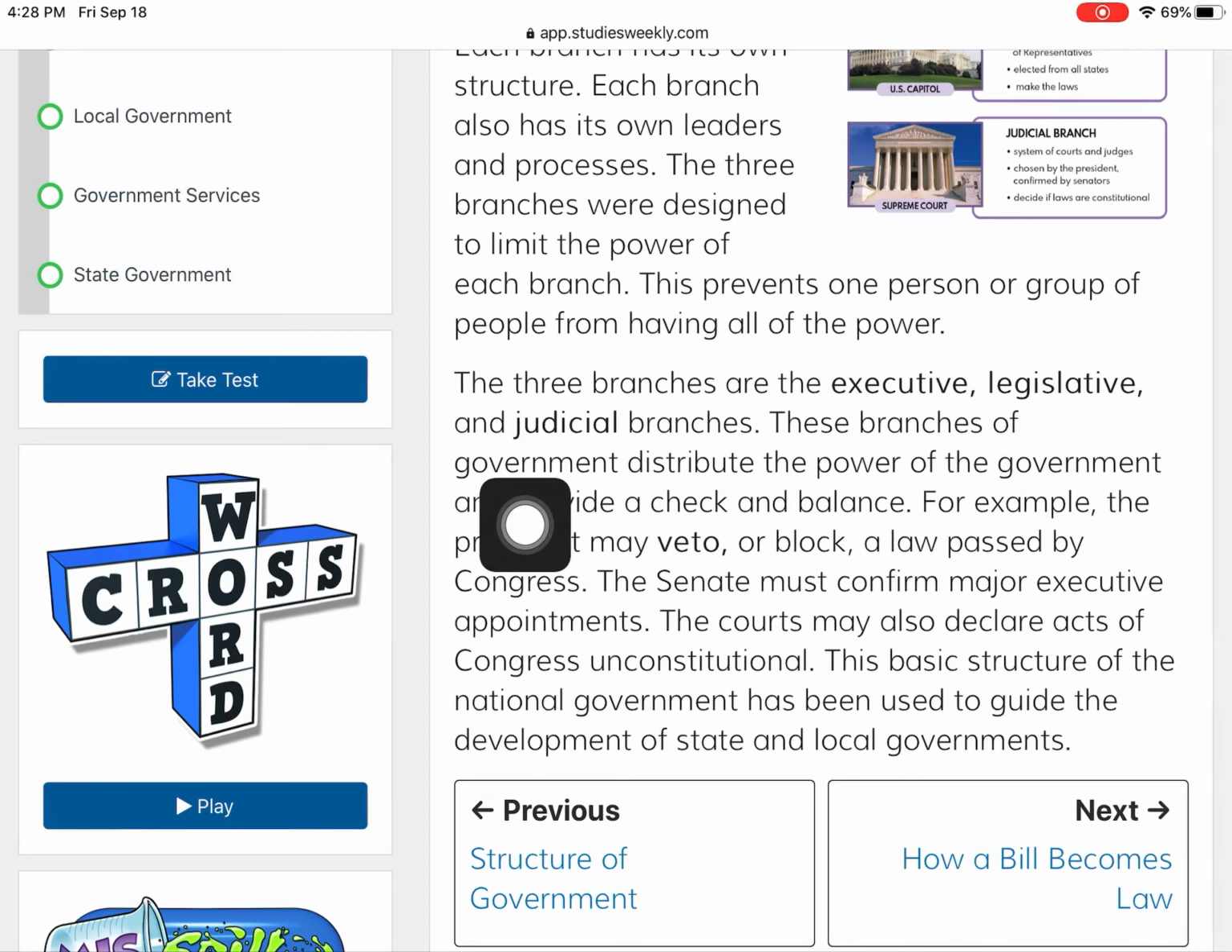Good. For example, the president may veto or block a law passed by Congress. The Senate must confirm major executive appointments. The courts may also declare acts of Congress unconstitutional. This basic structure of the national government has been used to guide the development of state and local governments.